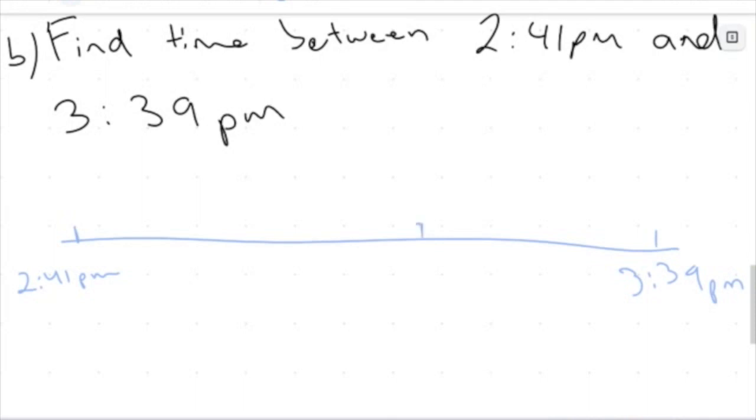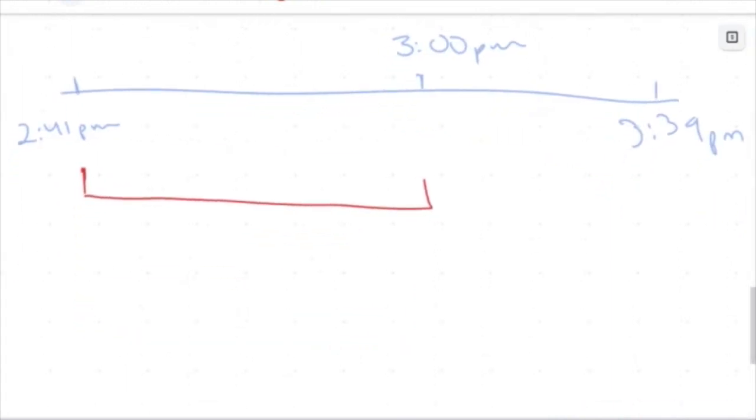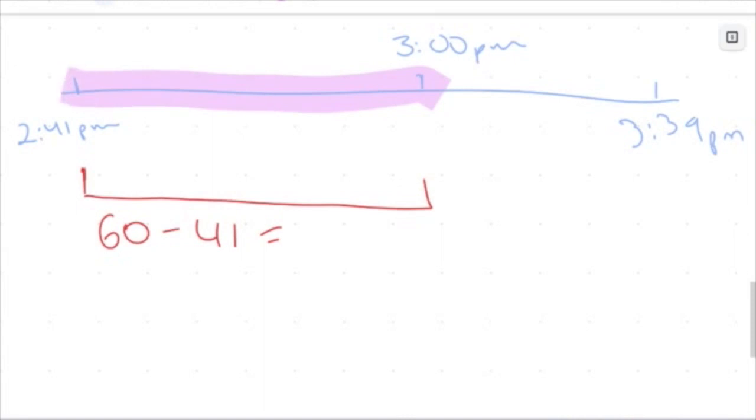So I'm going to see how much time is between 2:41 and 3 p.m. So let's draw in my little interval. And I can say, cool, how much time between 2:41 and 3 p.m.? Well, the nearest hour, once this ticks over to 3 p.m., is going to be 60. And from that, I'm going to minus 41, and I'm going to see what my time is between here and here. So doing 60 minus 41, that gives me 19 minutes.